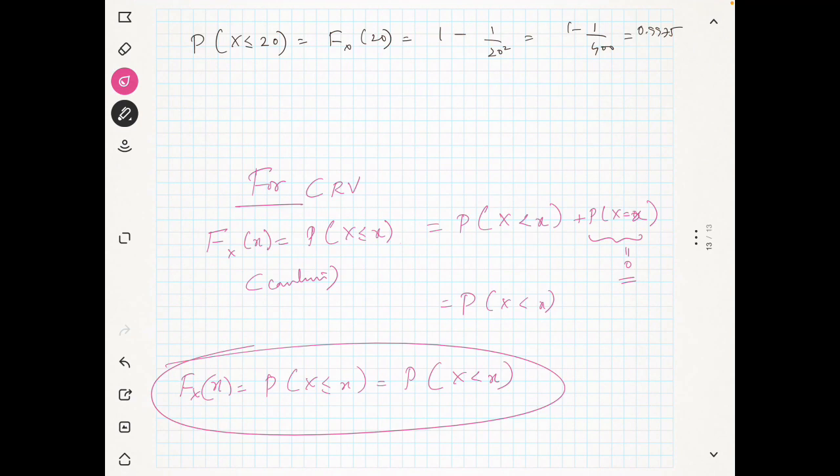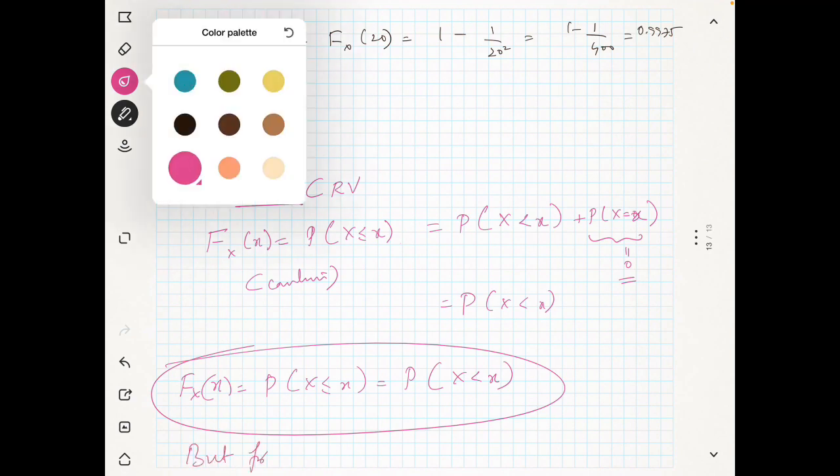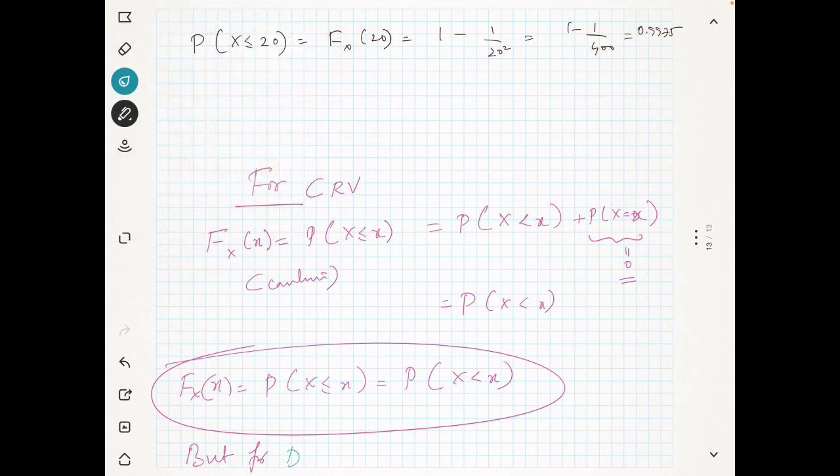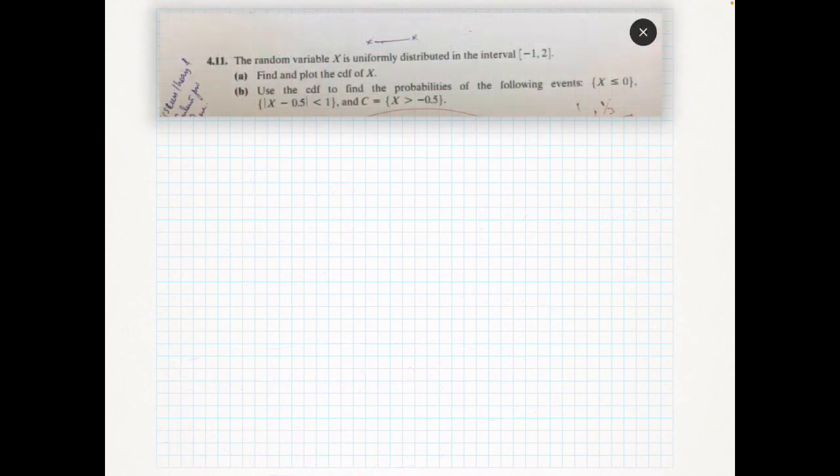But for a discrete random variable we cannot consider it like this. For discrete we cannot consider it like this. I hope this problem is very clear to you. So next we will see another problem.